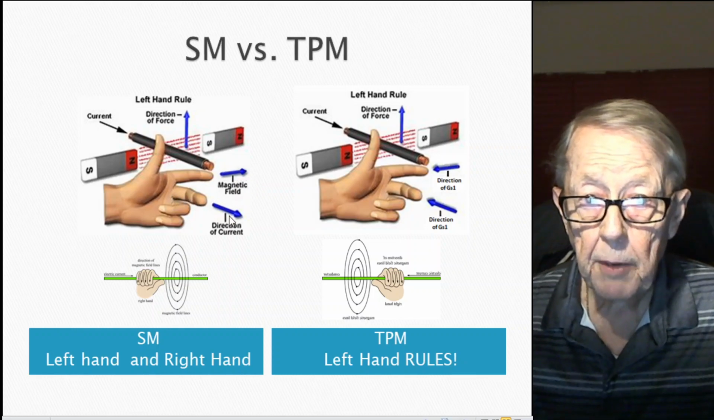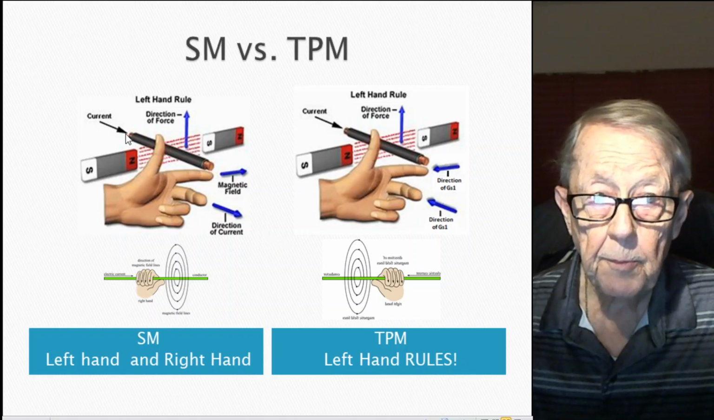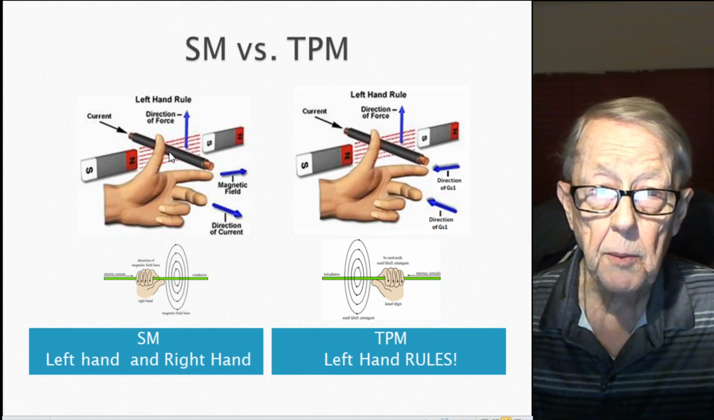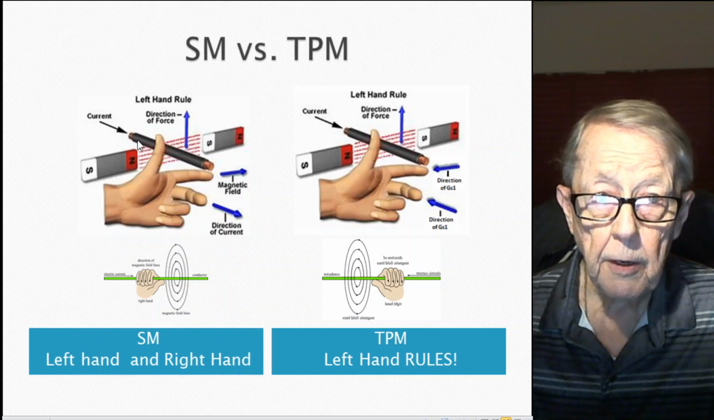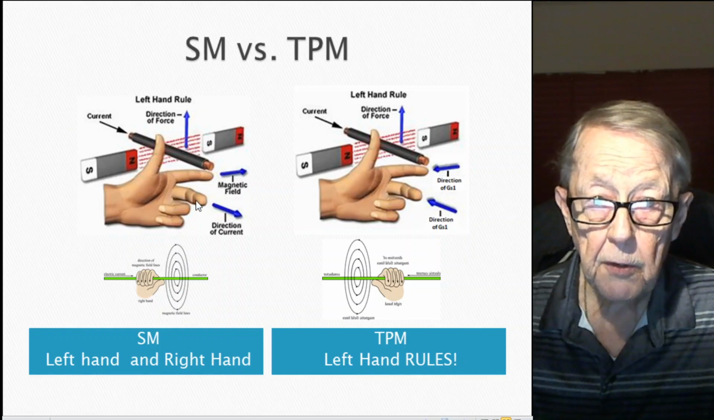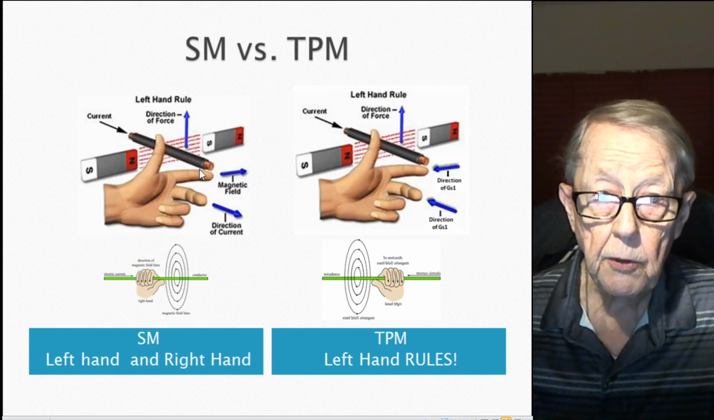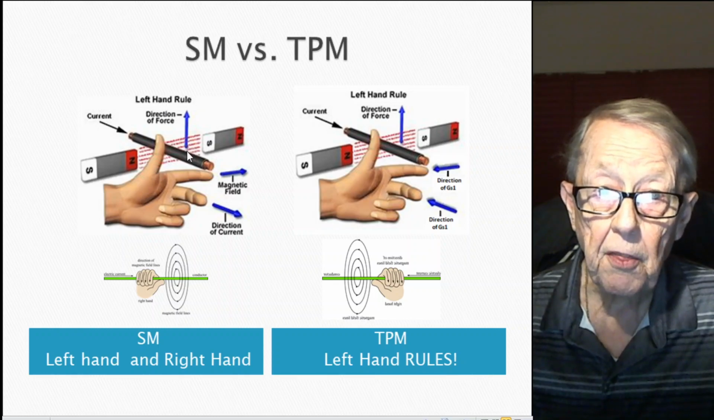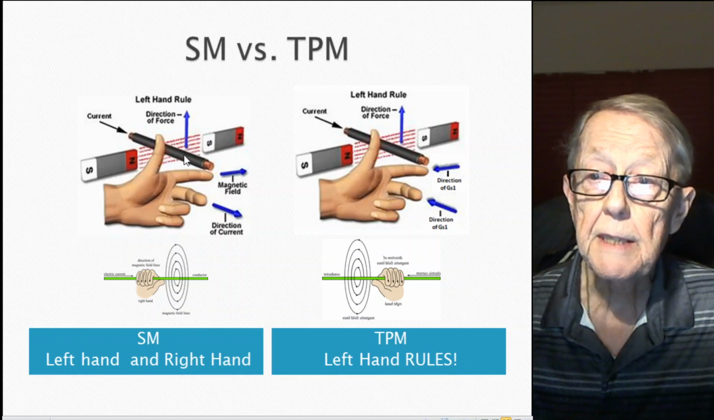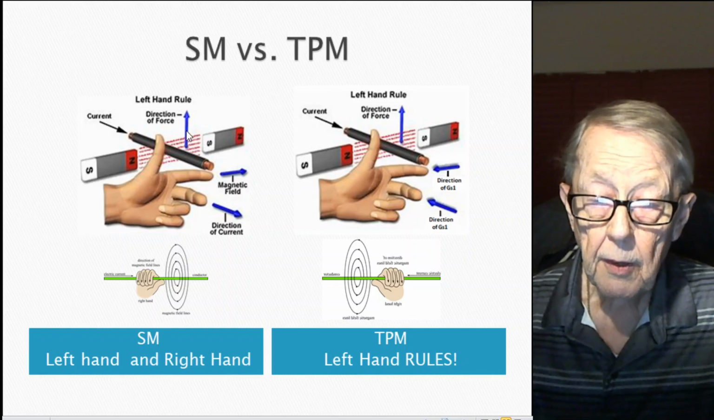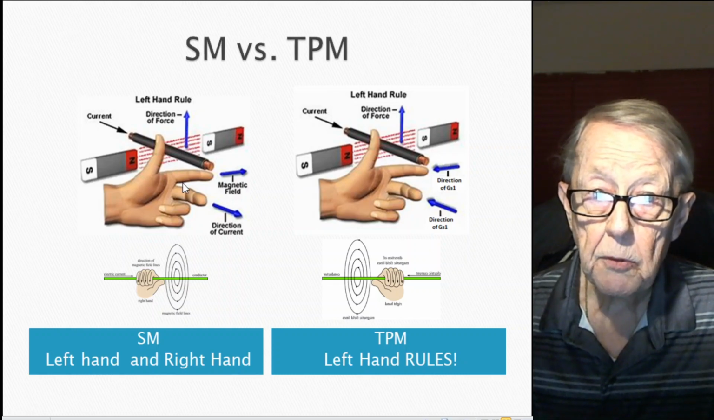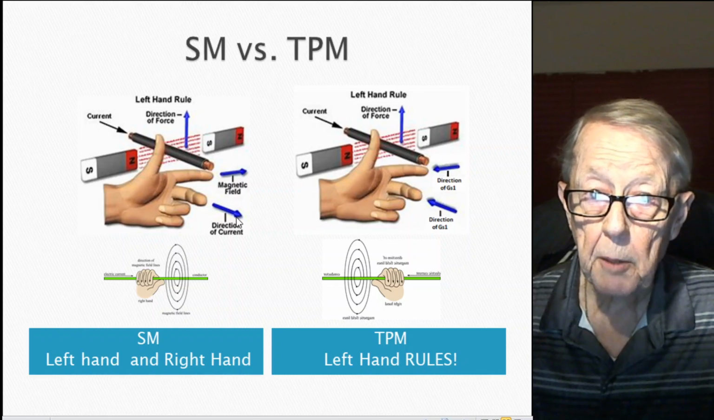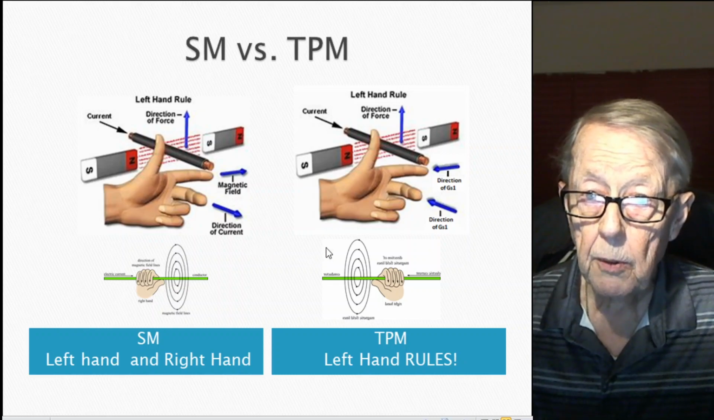Then you point your middle finger in the direction of the current. And this is not about a ray, this is about a wire, but it applies equally well. And they're saying if the current goes this way, then your middle finger points in that direction. When you do this, automatically your thumb points up, and they're saying that's the direction of the force. That's all this left-hand rule tells you, the direction of the force.